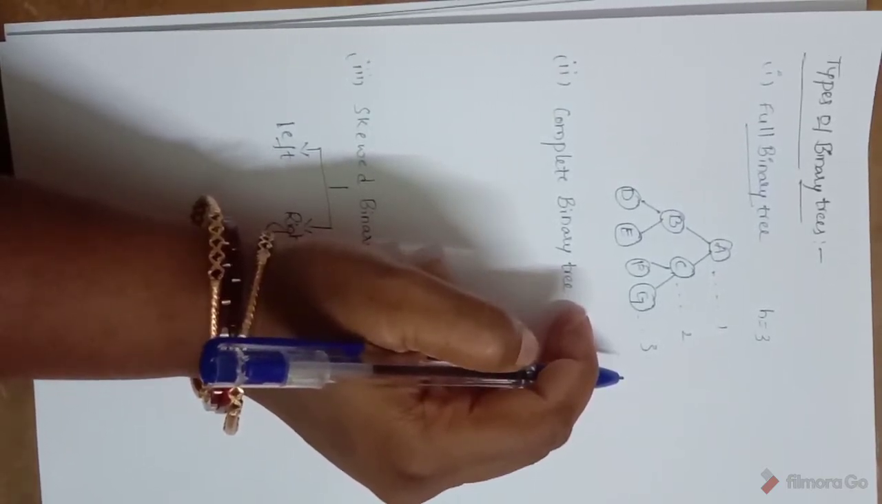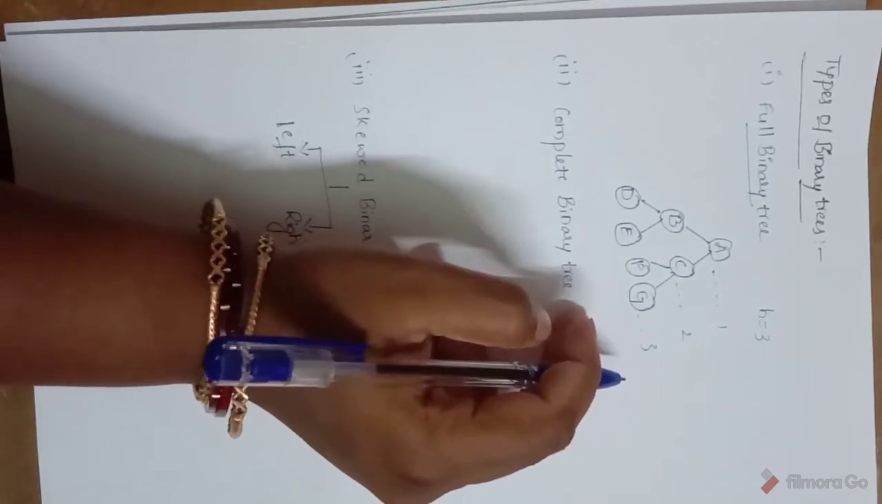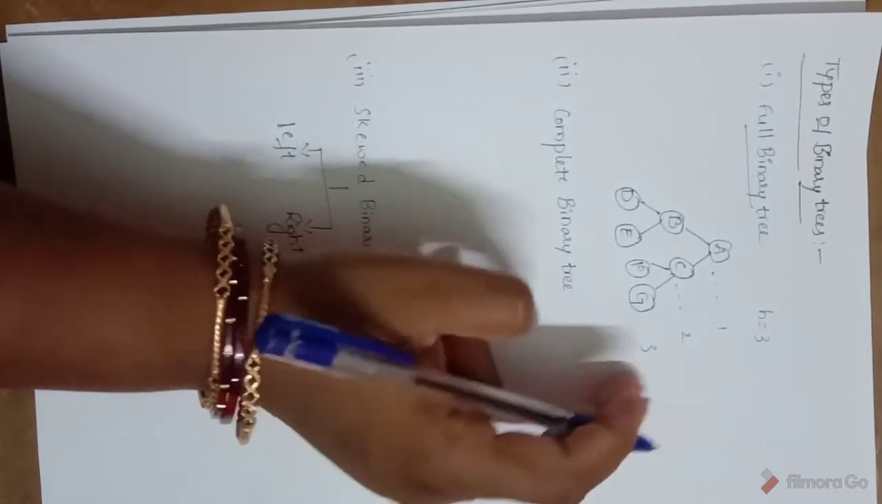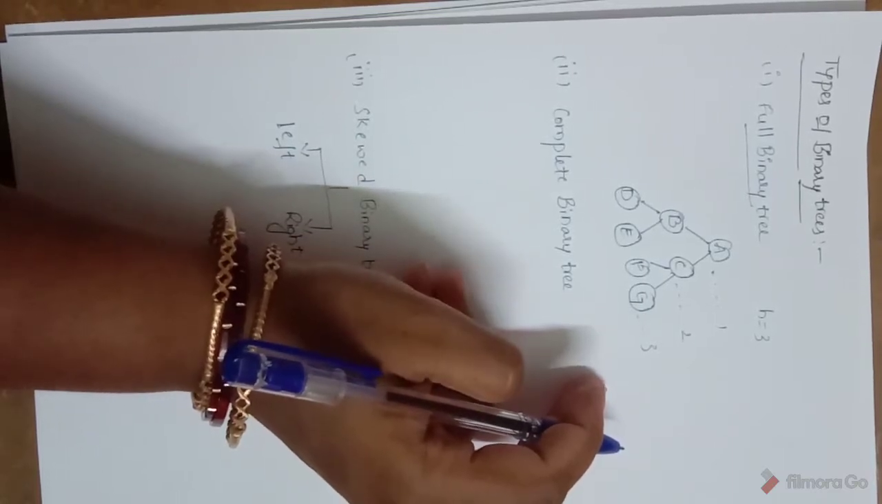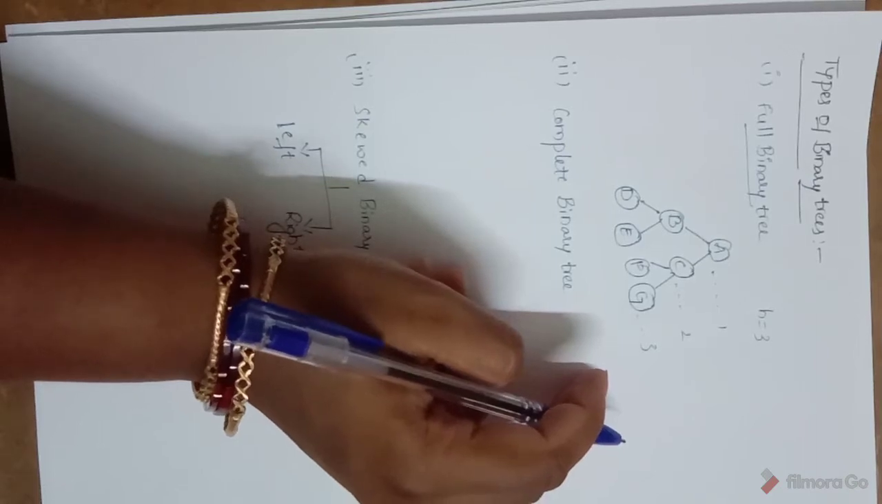We can say that a binary tree of height h should consist of the maximum number of elements. We'll have the maximum number of elements by using the formula 2 power h minus 1 elements. With that formula we can construct the full binary tree. Next we are moving to the complete binary tree.